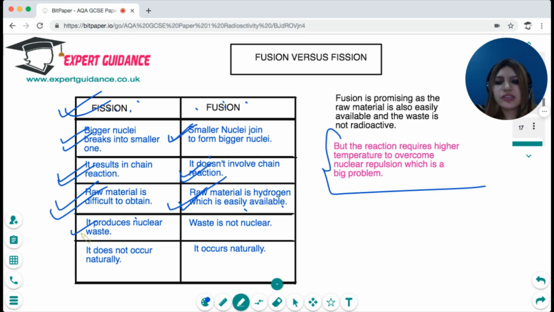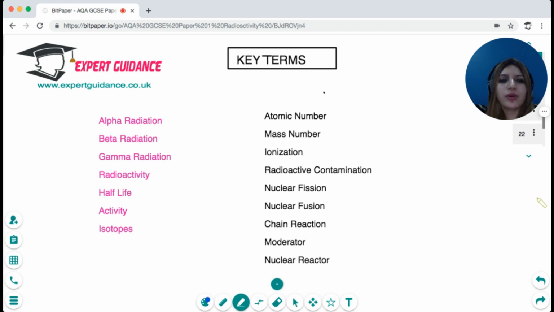Fission produces nuclear waste. In fusion, the waste is not nuclear. Fission does not occur naturally, and fusion occurs naturally. So you should be able to comment on the efficiency of fission and fusion and how they work in the exam. Okay, so I hope this unit is clear to you.